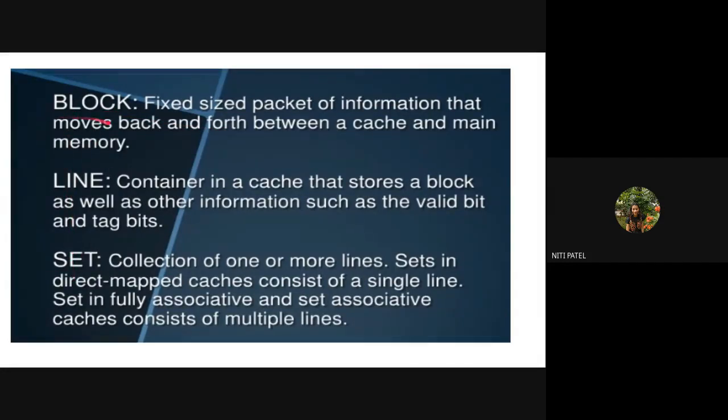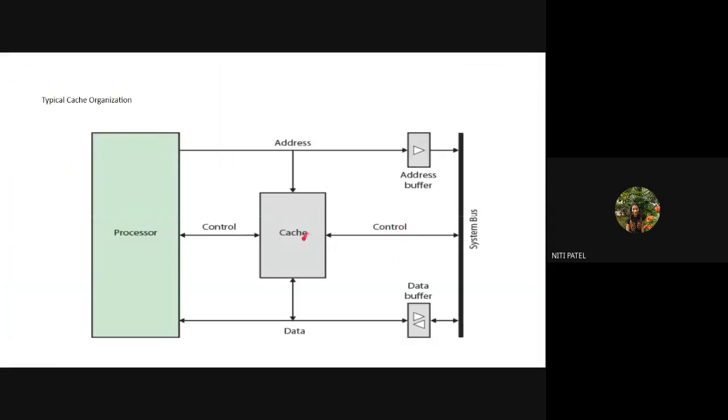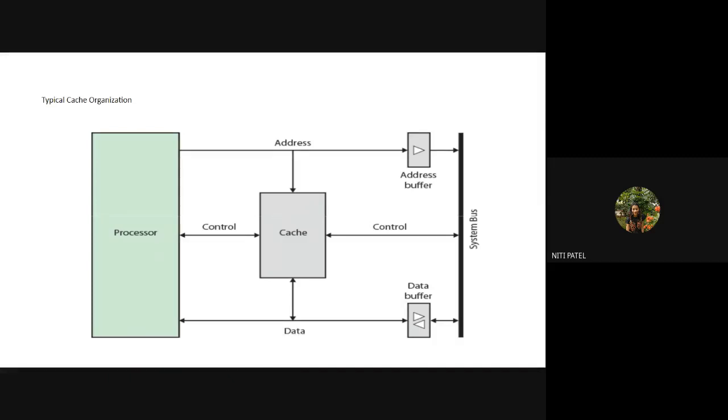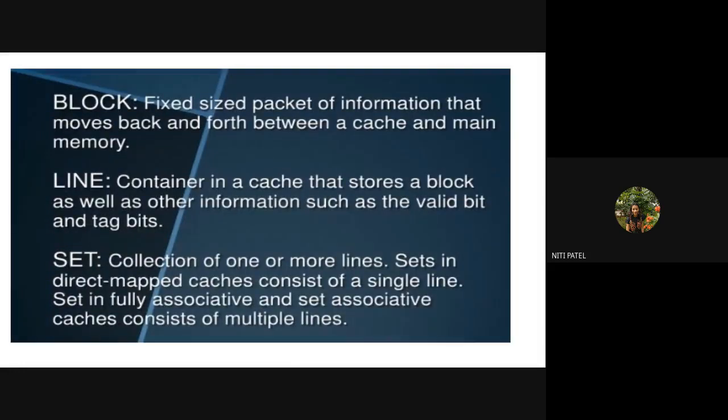Now, what do you mean by block? It is a fixed-size packet which contains the information that is moved between a cache memory and a main memory. That means when I'm moving data between the cache memory and the main memory, how am I moving this data? This data is moved in the form of a block. Okay. And what does that block contain? It contains data with a memory address. Okay. So a lot of data has been put into one block, and that block is now moving between cache and the main memory.